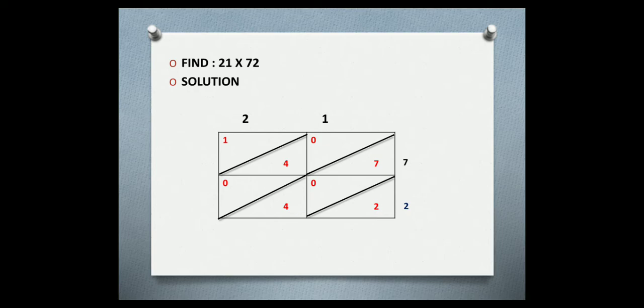Now I'll go for the next multiplier. What is the next multiplier? 2. Very good. Now 2 into 1, what is my answer? 2. Yes, so 2 at the bottom, 0 at the top. Again 2 into 2, what is my answer? 4. So 4 at the bottom, 0 at the top. Why? Because I don't have any digit in the tens place, so I am representing it by 0. Well done. Now the multiplication part is over.